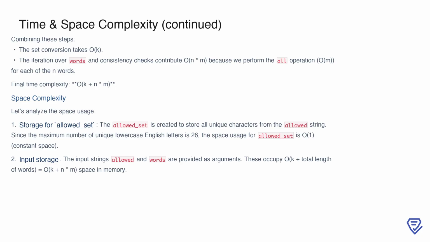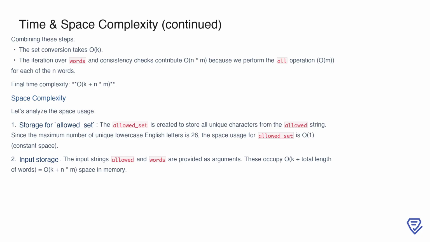Next, let's analyze the space complexity. The primary additional space usage comes from the creation of the set allowed_set, which stores all unique characters from allowed. Since there are at most 26 unique lowercase English letters, the space required for allowed_set is constant, or O(1). However, we also need to account for the input itself. The allowed string and the words in the list occupy memory proportional to their lengths, which adds up to O(k + n*m).